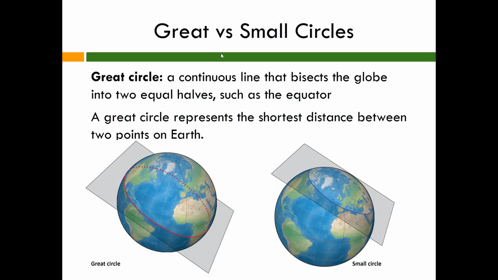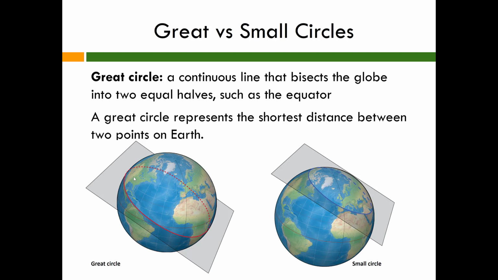Okay, so the next concept is small circle and great circle. So what's that? Let me share with you the definition first. A great circle is a circle that bisects, cuts the globe into two equal halves, such as the equator.